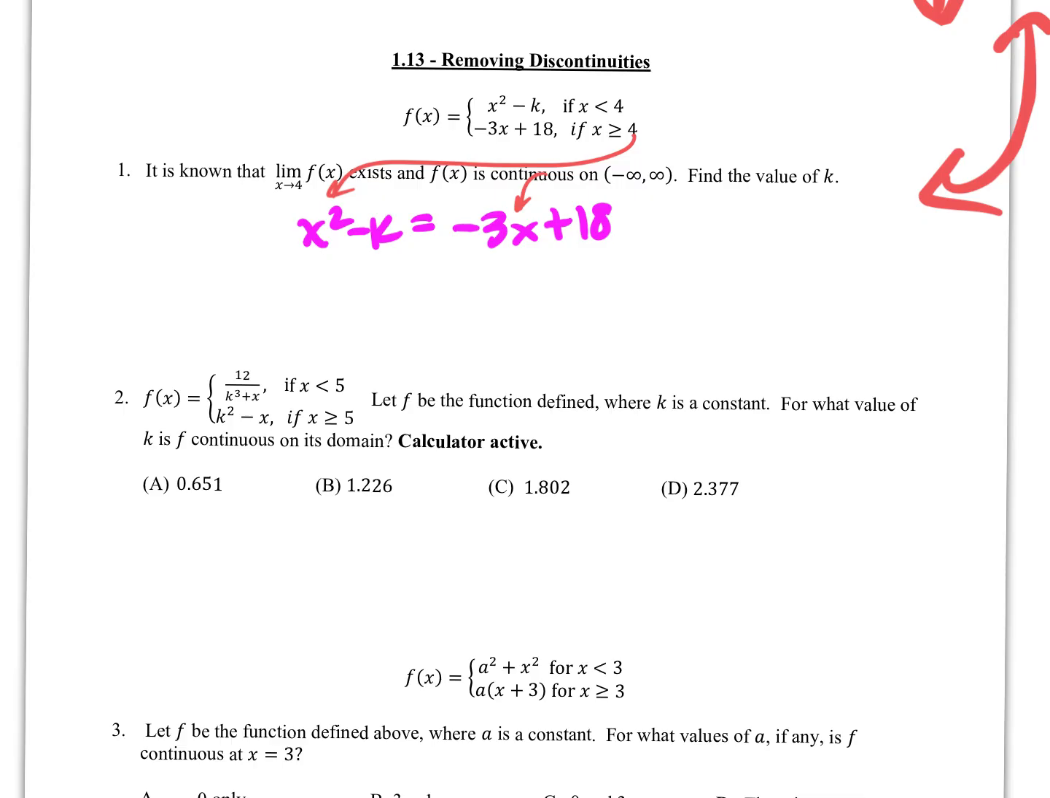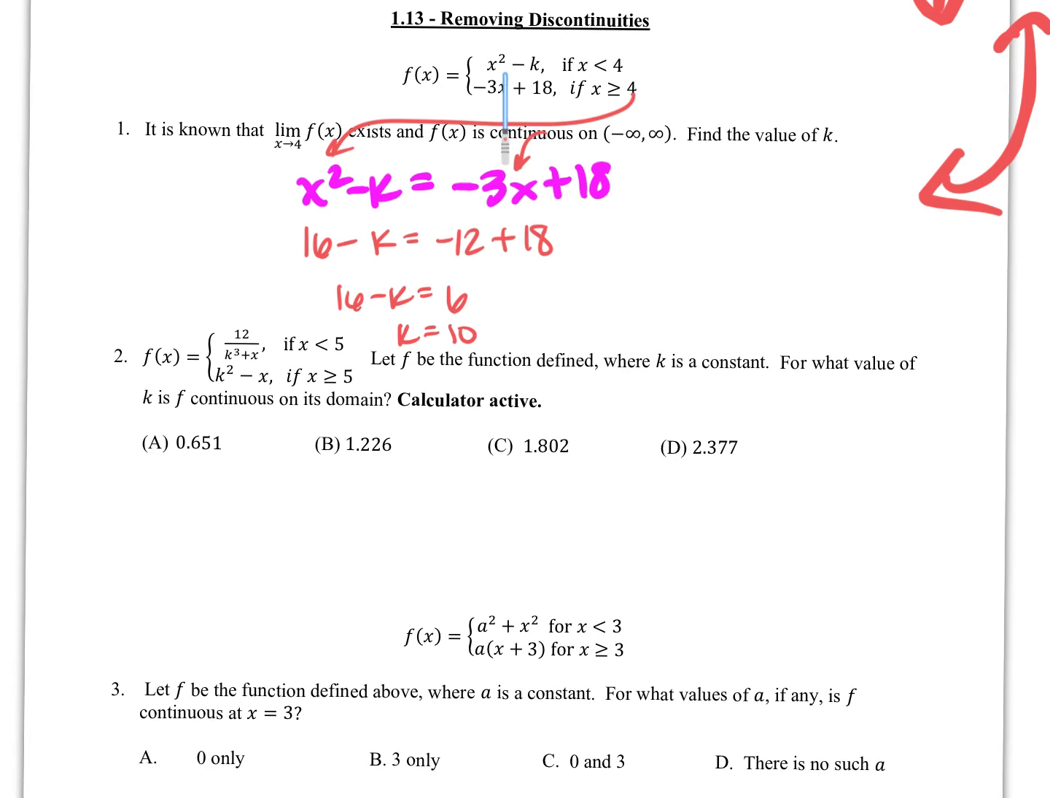Let's throw in a 4 without a calculator. 4 squared is 16 minus k. We're going to just have k because they're asking, what is k? Then we're going to throw a 4 in for my x over here and get a negative 12 plus 18. Let's go solve for k. Thanks. So what you just found is, if this function was x squared minus 10, and this function is negative 3x plus 18, they will not only meet, but the value of the function will also be that value as well, as long as k is 10.